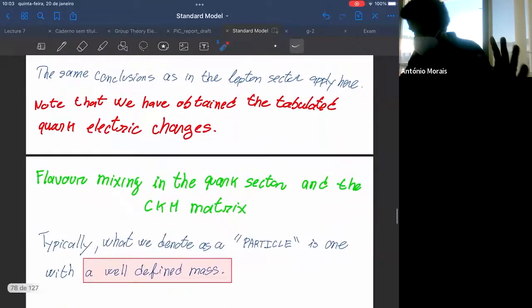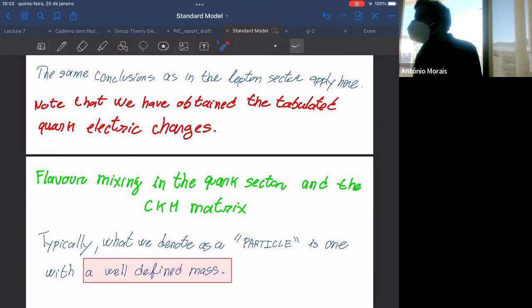So, to start discussing this, the first goal is to look into the quark sector, the flavor mixing, and we will understand what the CKM matrix is, which stands for Cabibbo, Kobayashi, and Maskawa. But first, let's try to understand a few things about bases. We need to distinguish between two different bases here.